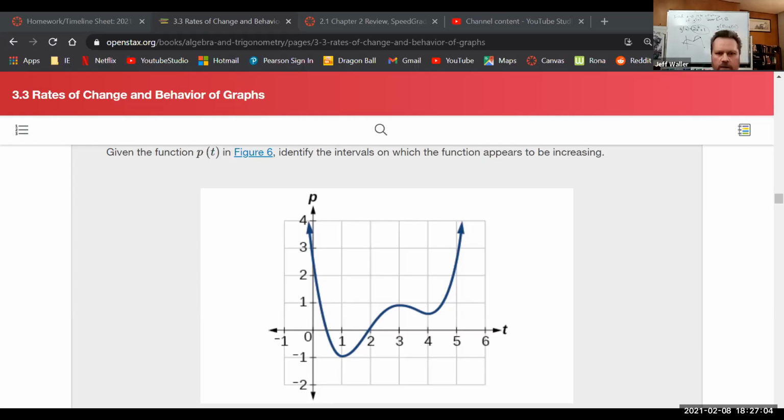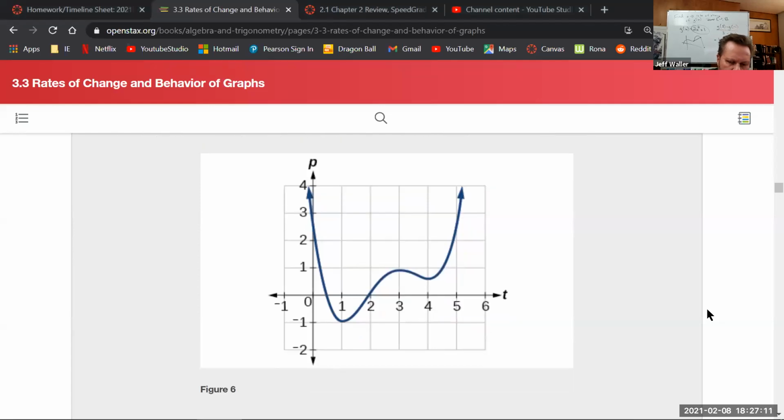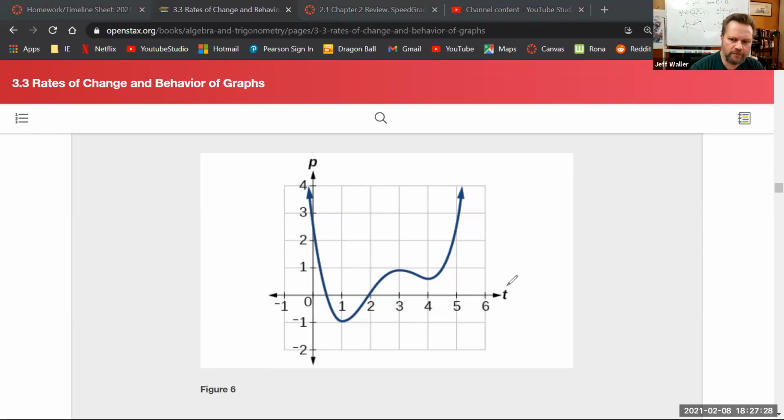Let's just move on. So in this picture, can somebody just tell me, now this is very important. This is where we lay the groundwork for some stuff that's going to go through calculus. When I ask you something like, where is this decreasing? The answer will be in terms of the x. In this case, it's time, right? So at what times was this p function decreasing?